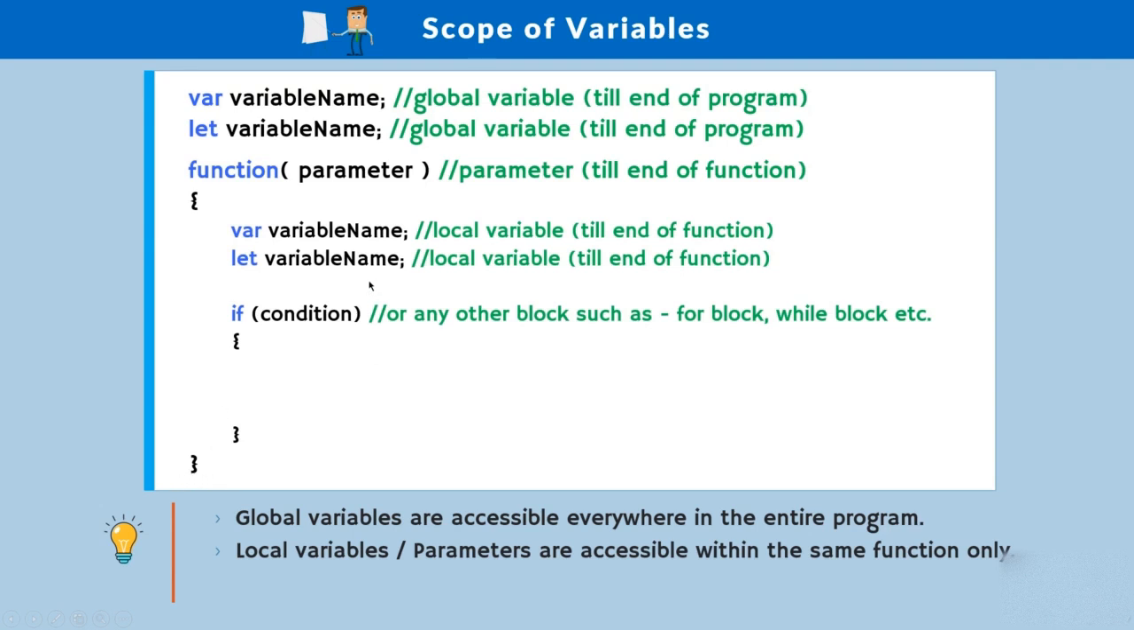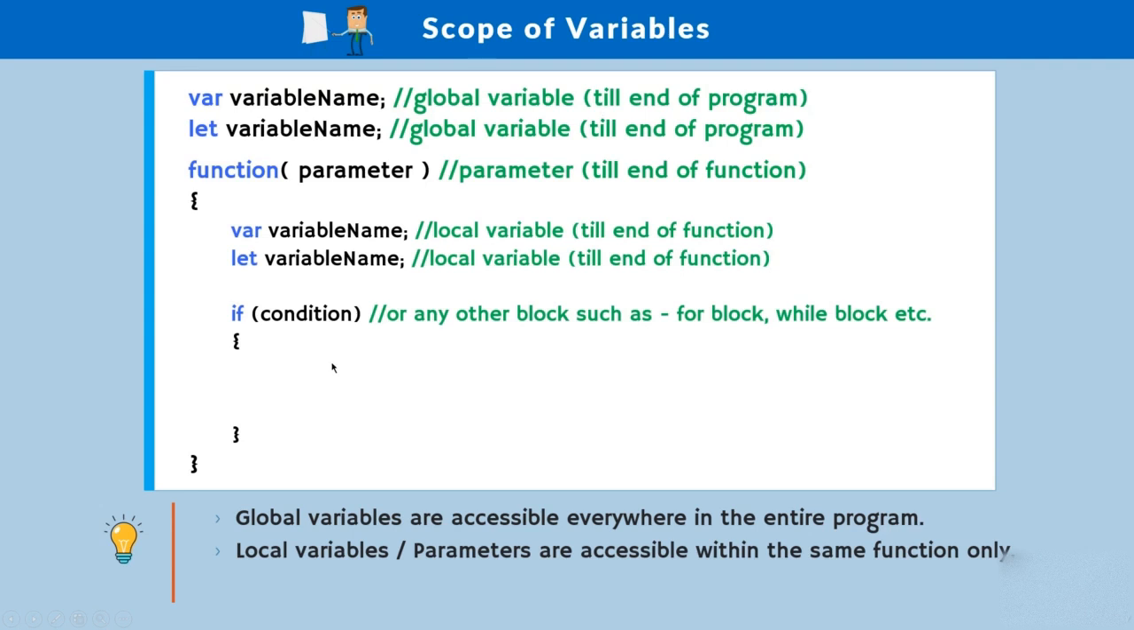So, in simple words, if the variable is declared inside the function, you call it a local variable, which is accessible within the same function only. And the variables that are declared outside the function are called global variables, and those are accessible till the end of the same program, that is within the same JavaScript file.